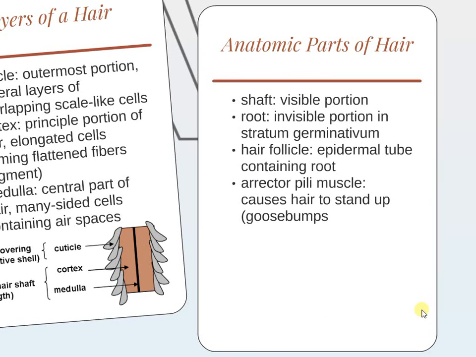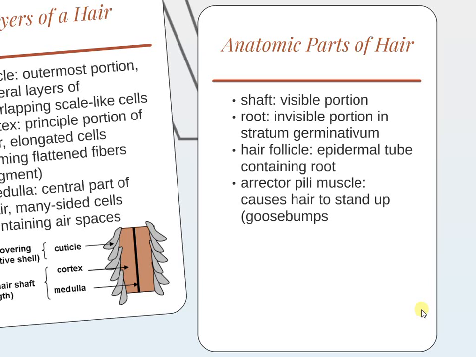The anatomical parts of the hair: the shaft is going to be the part that you can see that comes out of the skin. So whether you have long hair or short hair, the part that is visible is going to be the shaft. The root is the invisible portion that goes all the way through the layers of the epidermis to the stratum germinativum, which, if you remember from last week, is the deepest, most important layer of the skin. It's the only layer where the cells are actively dividing, and the only layer that can regenerate other layers. So the shaft is the visible portion and the root is the invisible portion.